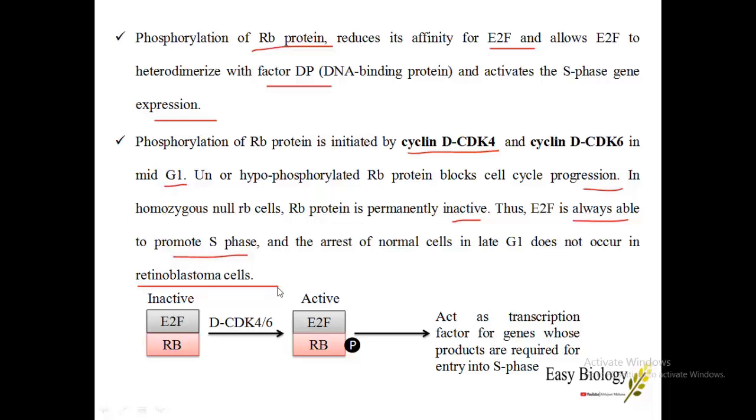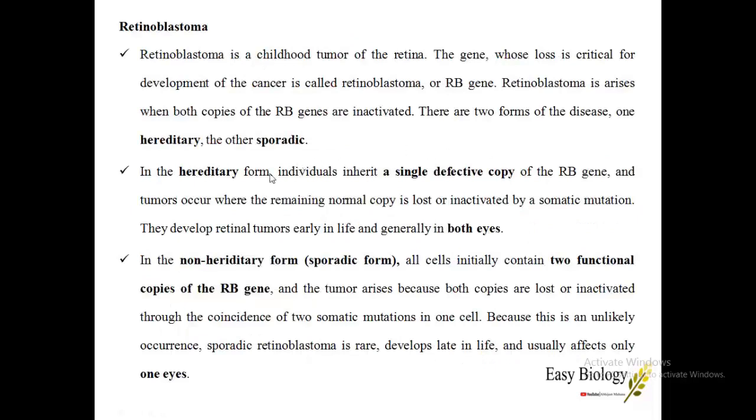So we have understood that generally when retinoblastoma is present with E2F, it is present in inactive form. The complex is inactive. But when Cyclin D-CDK4 and Cyclin D-CDK6 come, they phosphorylate the Rb protein and make the E2F active. That acts as a transcription factor for genes whose products are required for entry into S phase. Next we will see the retinoblastoma.